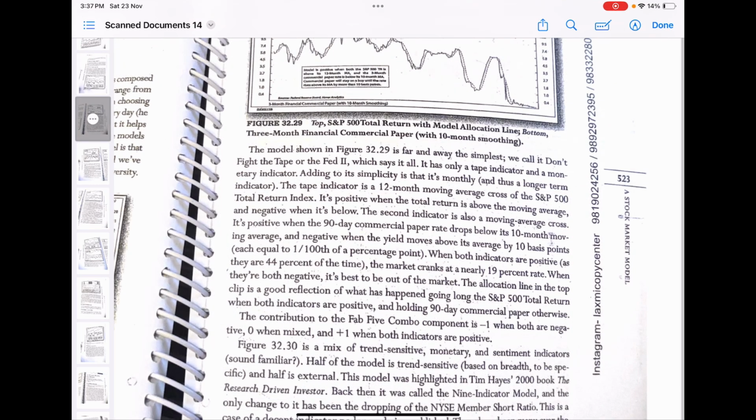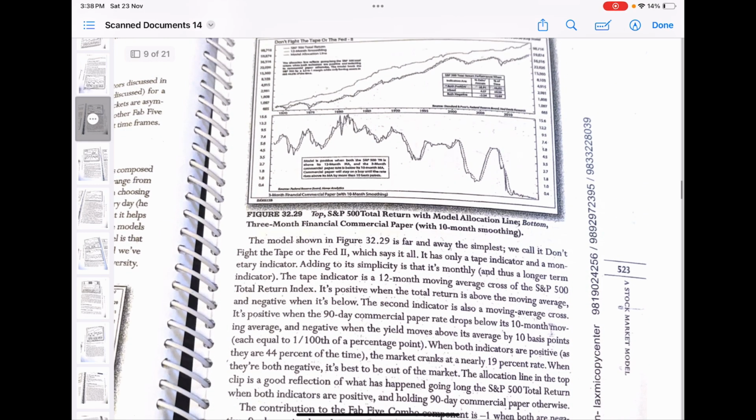The model shown in 32.29 is far and away the simplest. We call it Don't Fight the Tape, or the Fed 2, which says it all. It has only a tape indicator and a monetary indicator, adding to its simplicity that it's monthly, which means that it is a long term indicator.